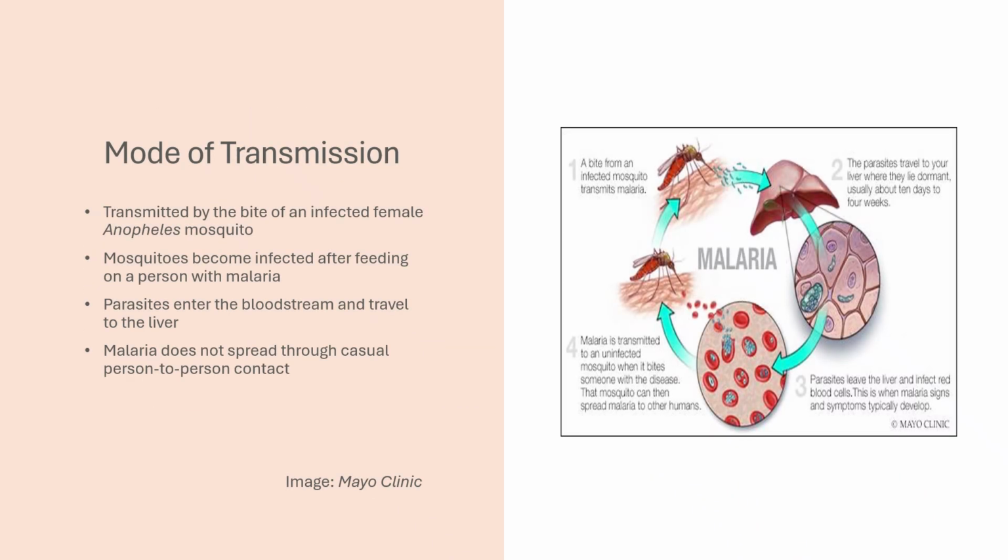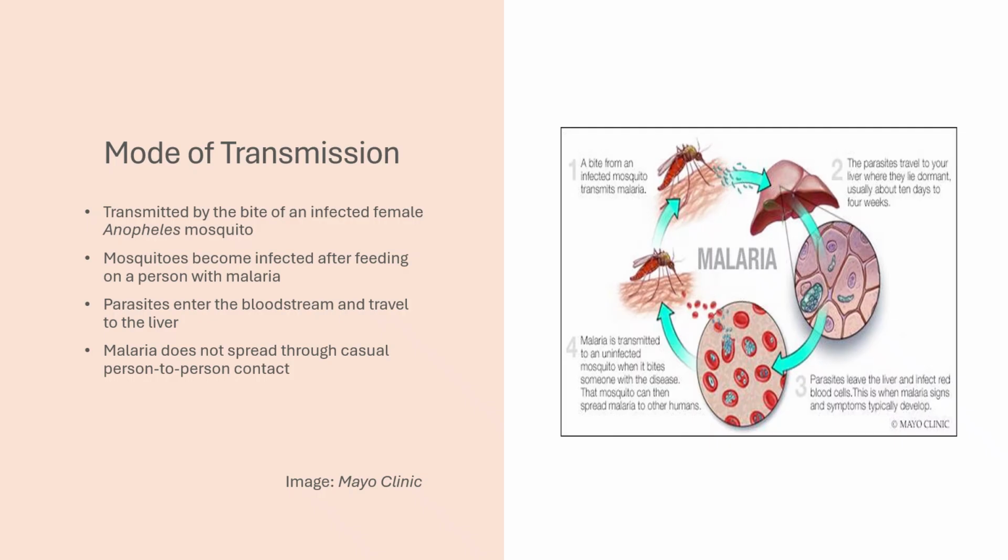So next up, I'm going to talk about transmission. As I mentioned earlier, it's transmitted through the bite of an infected female Anopheles mosquito. A mosquito becomes infected after feeding on somebody who already has malaria. So when that mosquito bites another person, it injects the parasite into their bloodstream. So that's how it gets transmitted.